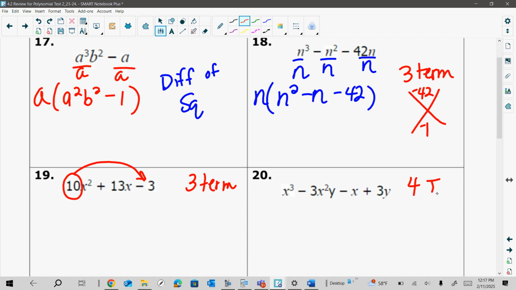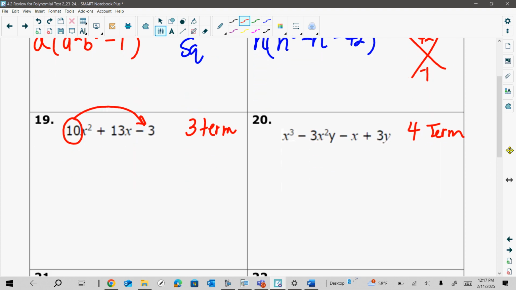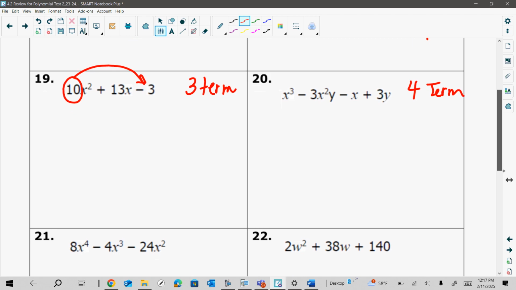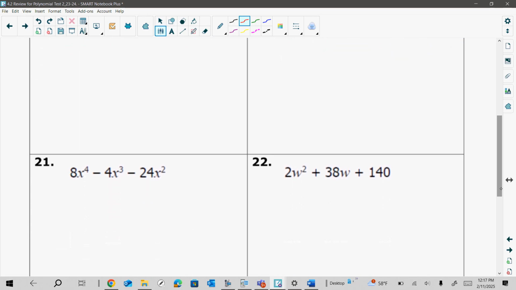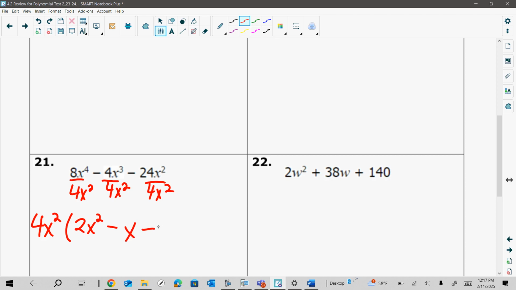Here you have 4 terms. And then the last 2, you need to do your GCF first. Okay. We have a GCF of 4x squared. This comes out, leaving you with a 2x squared minus x minus 6.